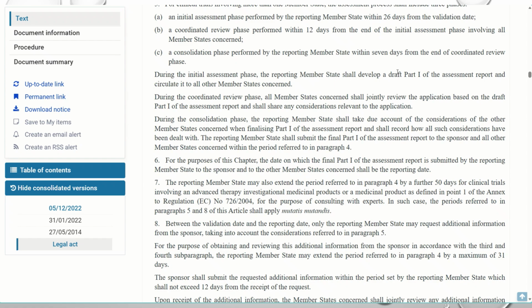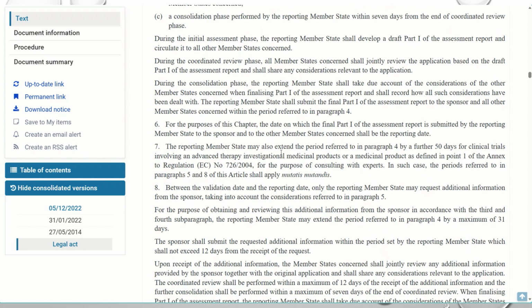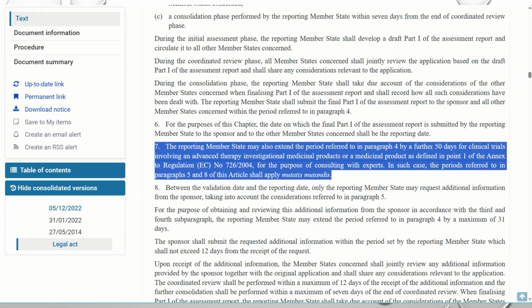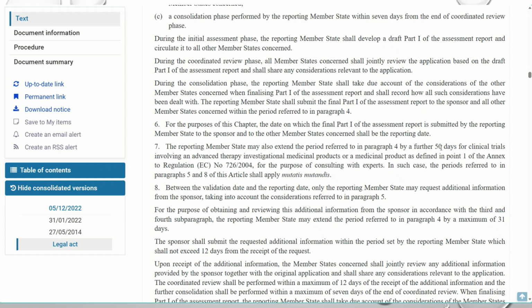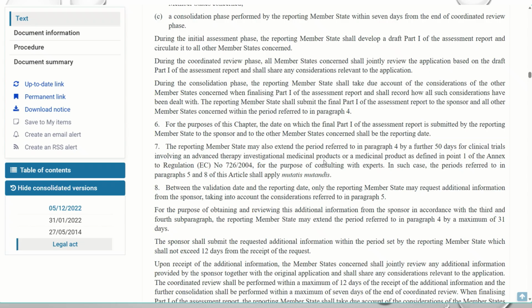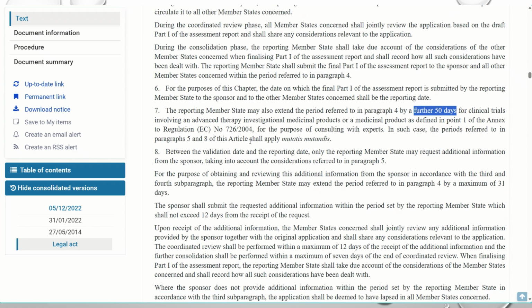So this is just talking about the draft assessment report. Oh yeah, and the other thing is, you have an automatic extension of 50 days for clinical trials involving investigational medicinal products. Let's just highlight this. Medicinal products are defined in point 1 of the Annex of the regulation. There are certain other additional medicinal products which I haven't actually looked at yet, but certainly for advanced therapy medicinal products, it's a further 50 days. I think I said 55 somewhere. It's 50 days for advanced therapy medicinal products.